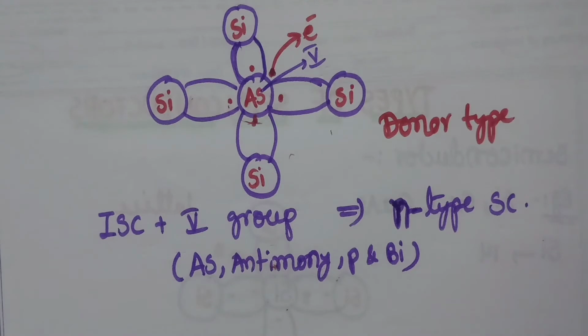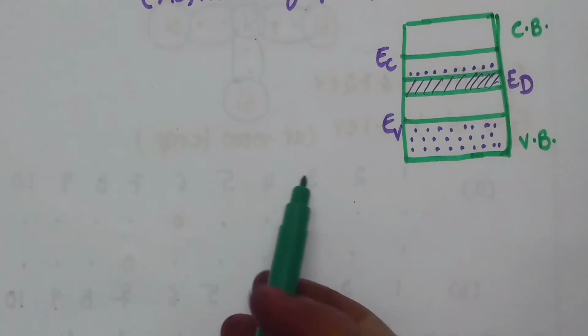So, these fifth group elements or the pentavalent impurities are called donor impurities. These are called the donor type impurities. The fifth group impurities are also called the donor type impurities. So, we can represent this like this.